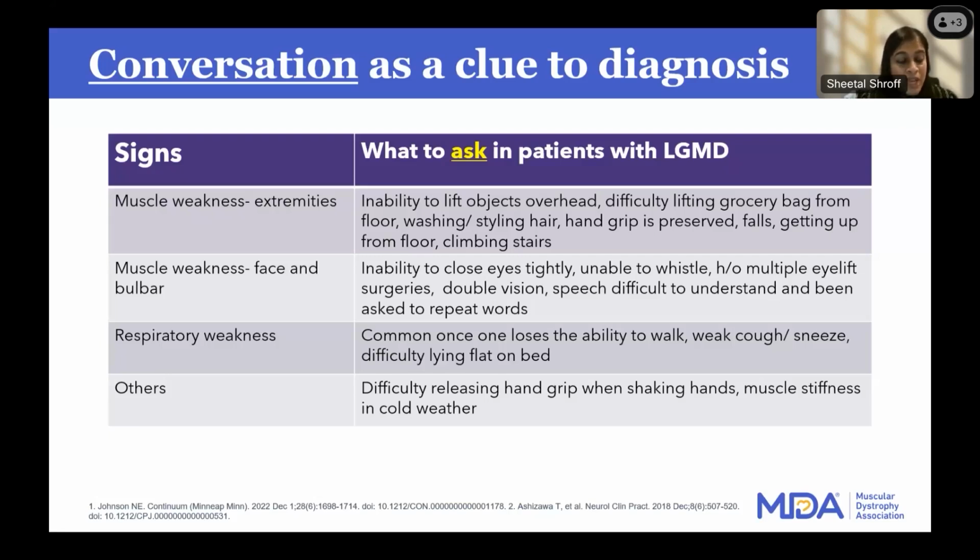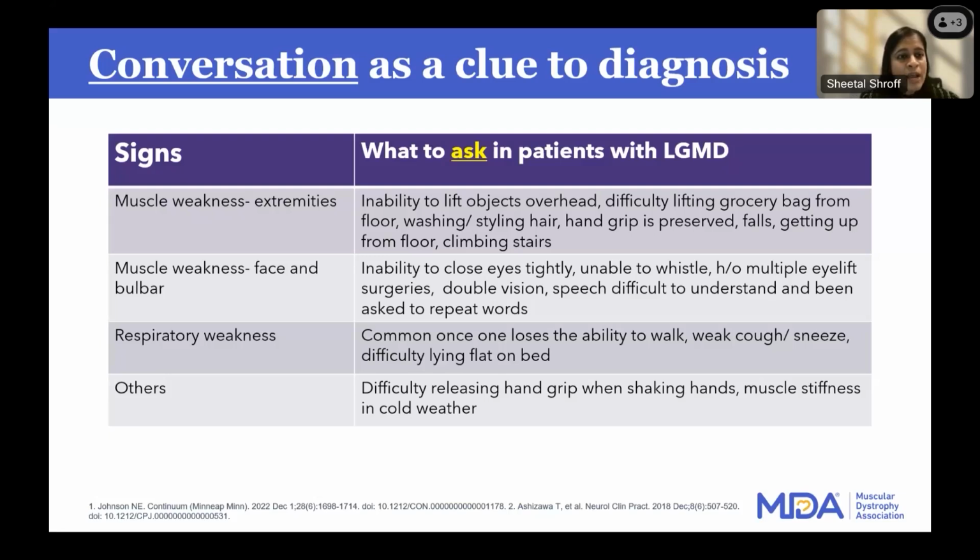Now, the weakness in face and the bulbar muscles of the speech and swallowing. So here, sometimes it's the patient, sometimes it's the family members who notice that they're not able to close their eyes tightly. And when they sleep, their eyes are a little bit open, or they see the white of the eye, or when they wake up, their eyes are dry and kind of irritated just because they're not able to close their eyes, unable to whistle.